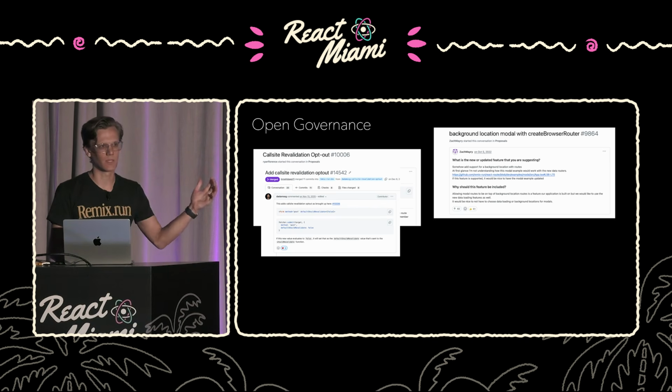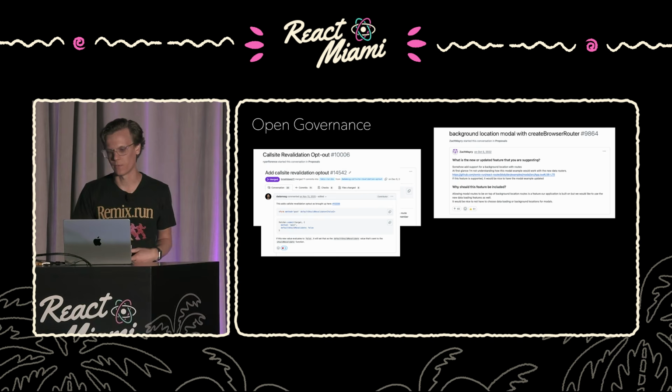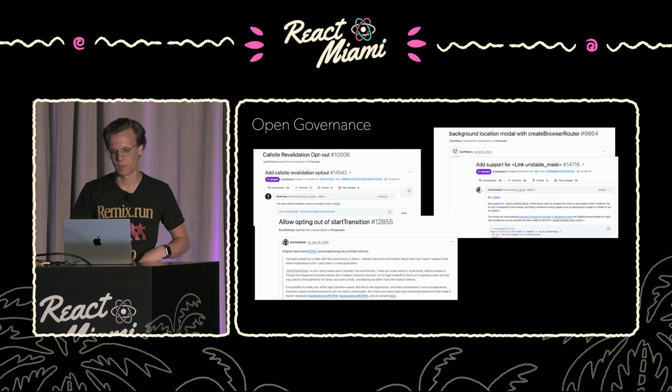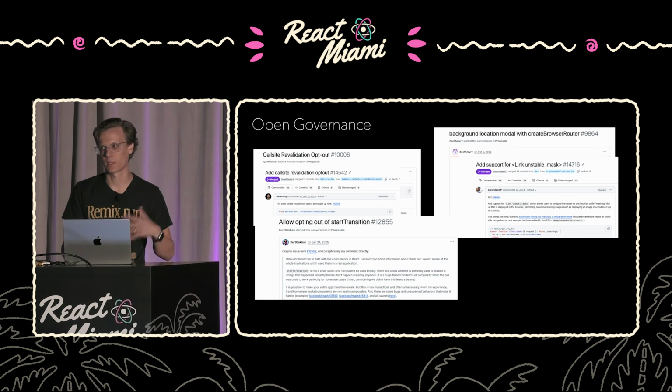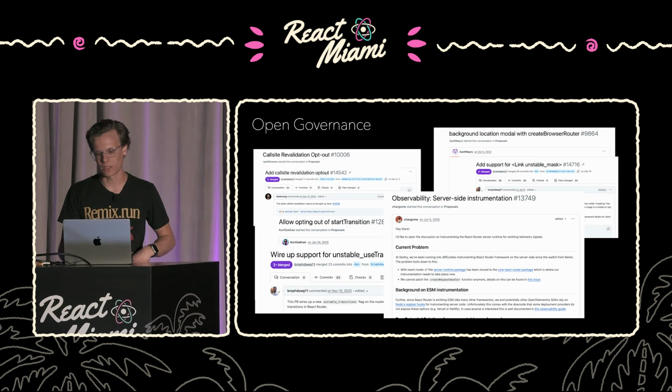Background locations with modal was another good example of something people needed, like if you're working on Unsplash or whatever. I'll show an example of this as well. This was something really needed, so we were able to consider it, and then we built a version for it. Same with opting out of startTransition. This is a React feature that causes a problem for certain applications, so we needed a way to opt you out of that, and so we built that too.